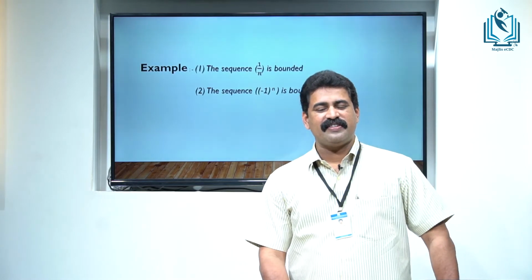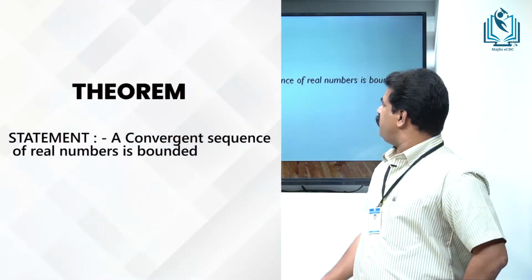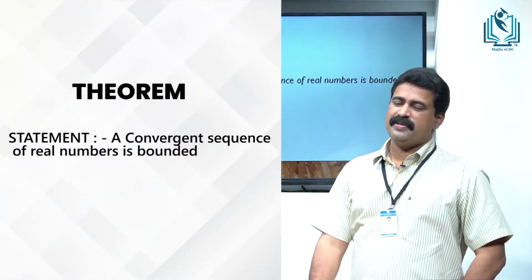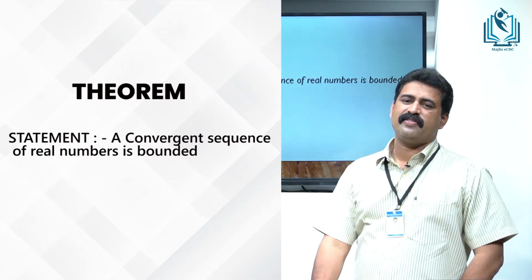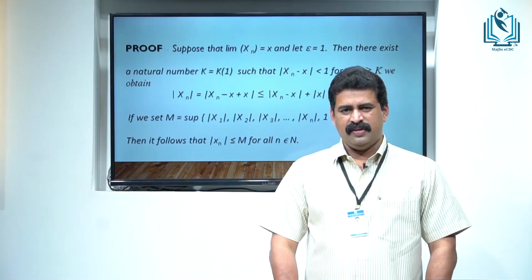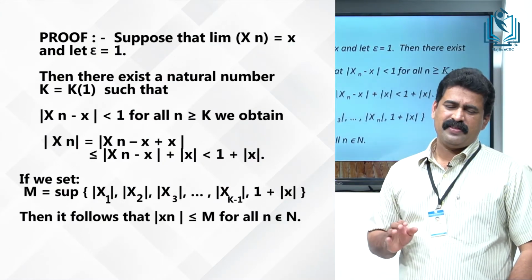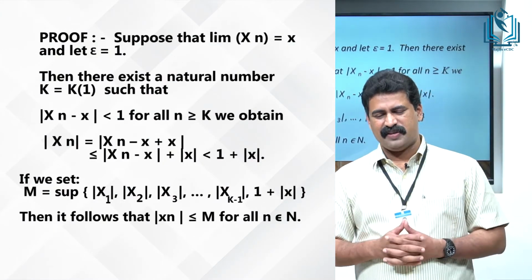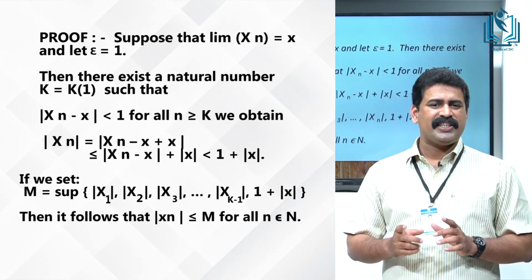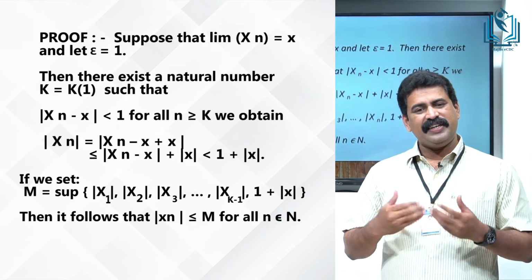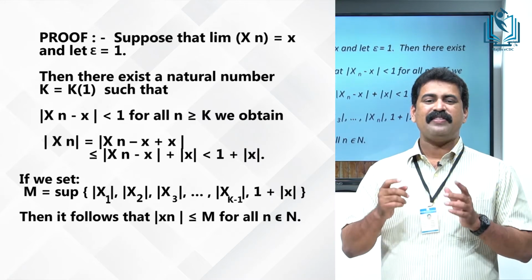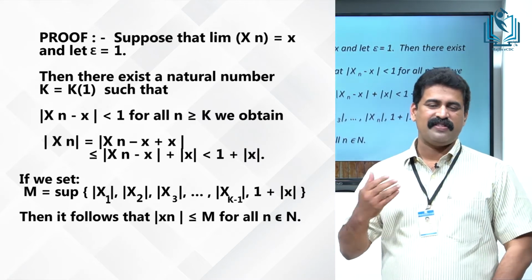Next, we will discuss the theorem. The statement is, a convergent sequence of real numbers is bounded. Proof. Here, we assume the sequence xn is a convergent sequence. So, by the definition, it has a limit. We denote it by small x. That means we have limit of the sequence xn equals small x.